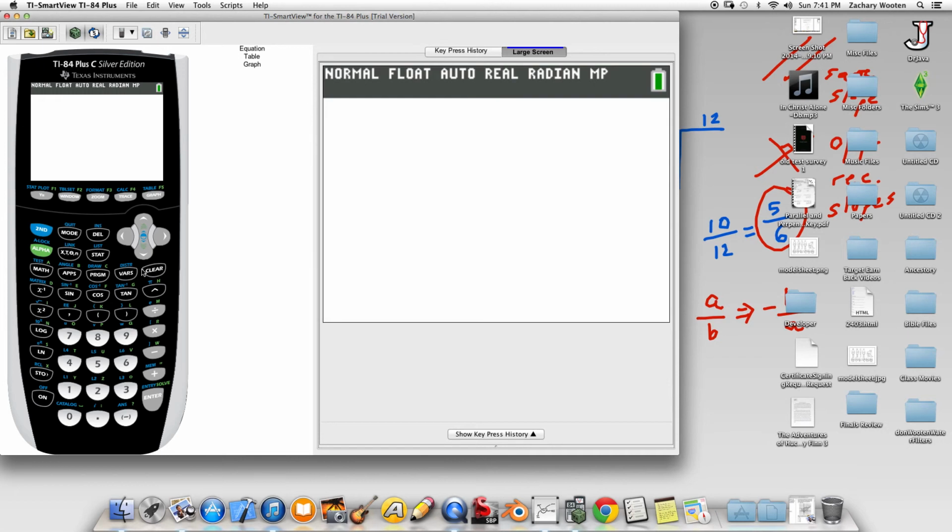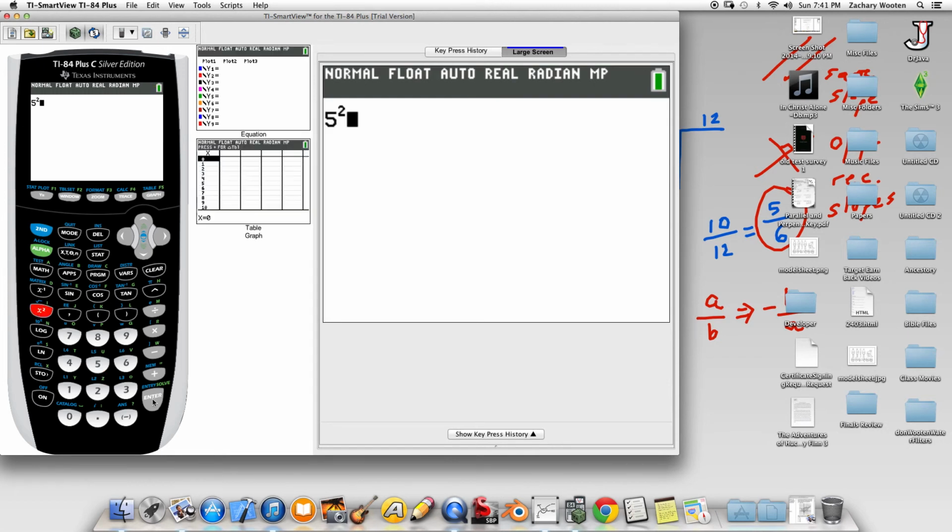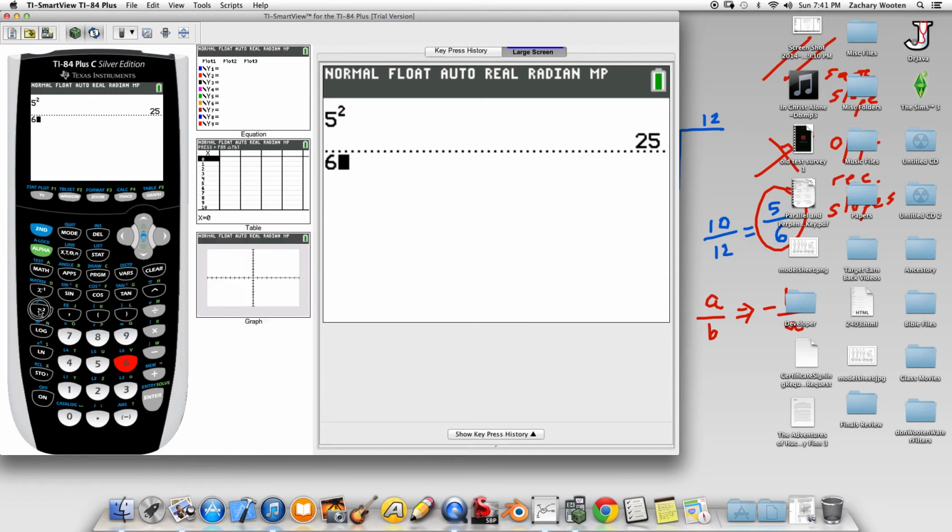There we go. So we did 5 squared and got 25, you can just see here on the screen. And then we did 6 squared and got 36. If you didn't know those off the top of your head, just type them in, and then you add those numbers up.